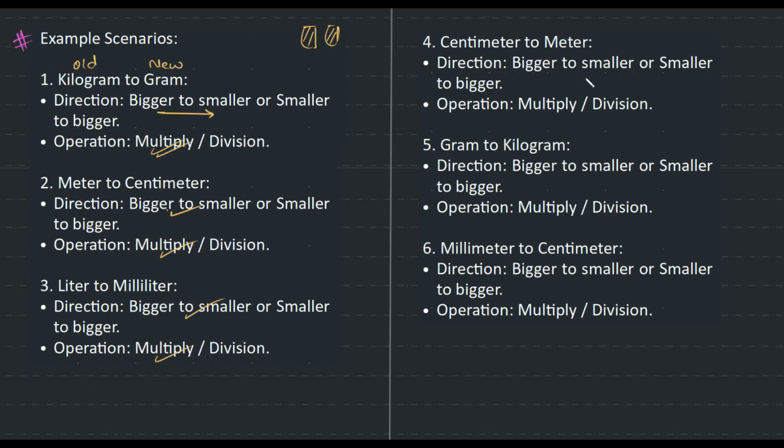Centimeter to meter. Is this bigger to smaller? No, centimeter is smaller than a meter. We have done this activity: we had a meter paper, we divided it into 10 parts, took the small part, and again divided it into 10 parts. I hope you remember that activity. So this is smaller to bigger, so we should divide. Gram to kilogram, smaller to bigger, so we divide. Millimeter to centimeter, which you might not have seen exclusively: milli is smaller than centi, so we need to divide.